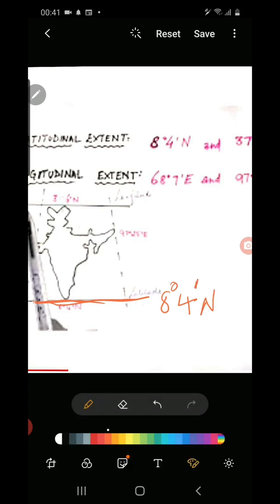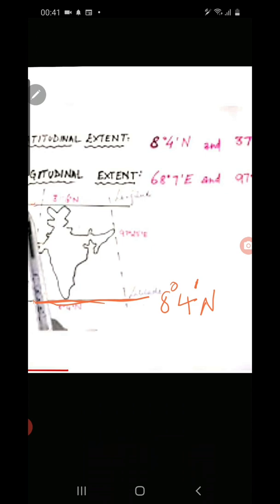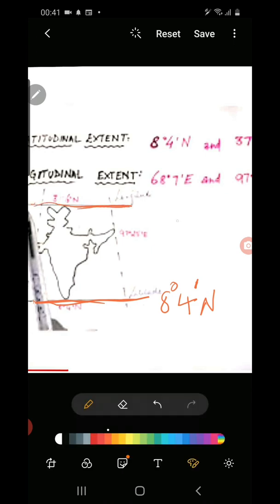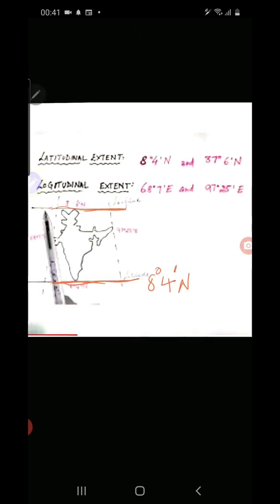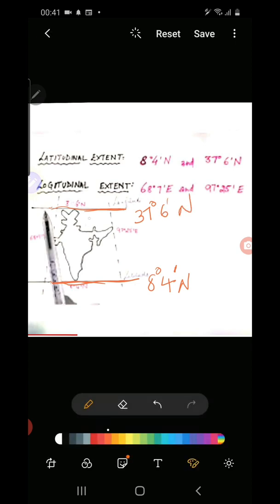Then which is the other extreme latitude? It is the northern extreme latitude. Which one is that? Here it is mentioned, 37 degree 6 minutes north. So you understood the latitudinal extent. That means India is lying between 8 degree 4 minutes north latitude to 37 degree 6 minutes north latitude.